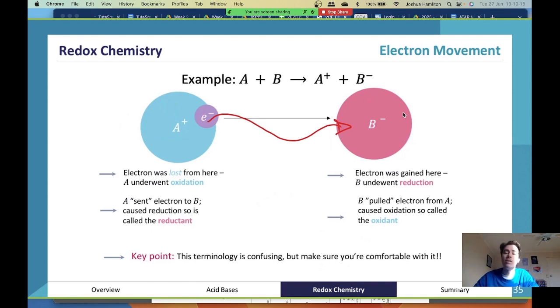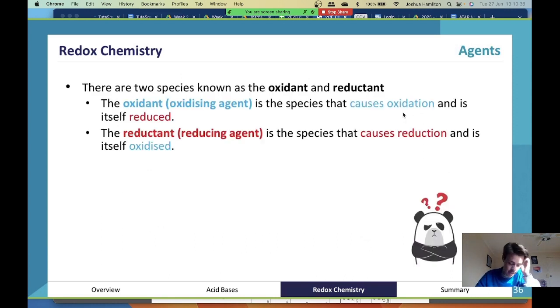For B, we think that B pulled the electron. So B actually pulled the electron from A, and even though B itself underwent reduction because it gained that electron, it caused A to undergo oxidation by removing that electron from it. So we call B the oxidant. This may be a better way of seeing it. You'll notice in older exams they use oxidizing agent and reducing agent. It's old terminology, but it's still acceptable to be used. The oxidant is the species that causes oxidation, but is itself reduced. I think 'but' is a better word there because it splits up these sentences really well.